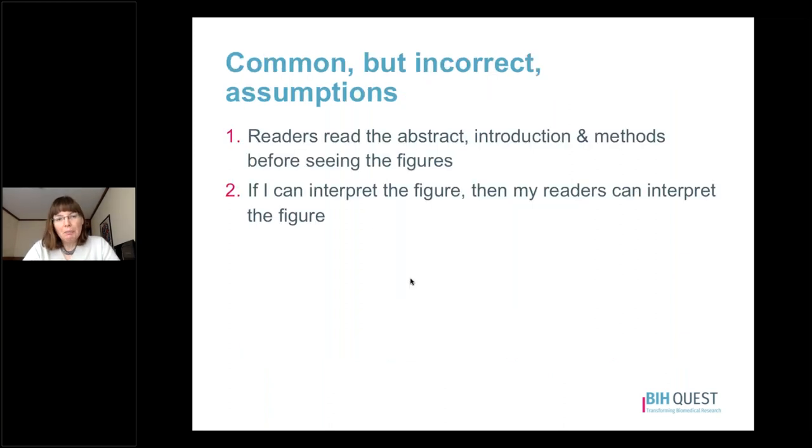Okay, there are two common but incorrect assumptions that scientists tend to make when they are visualizing their data. The first is that readers read the paper in the order that it was written and designed to be read. So you might assume that readers start off with the title and abstract, then they read the introduction and the methods, and they're already into the results section before they even take a look at the figures. The second assumption that people make is that if they can interpret the figure, then their readers can also interpret the figure. Both of these assumptions are often incorrect, and we'll talk about why and what that means for how you design your figures.